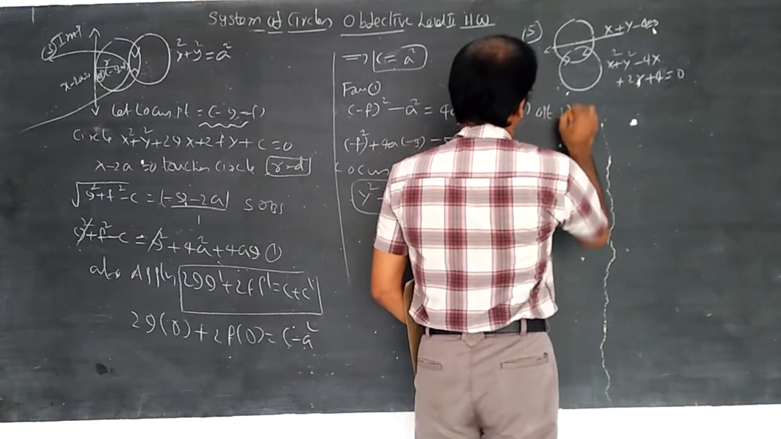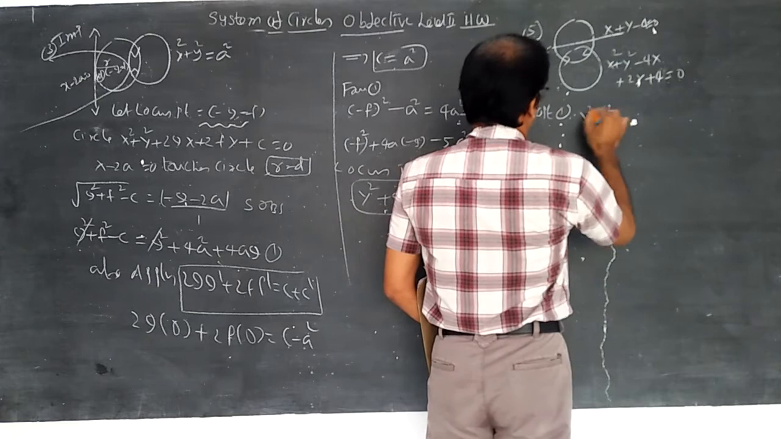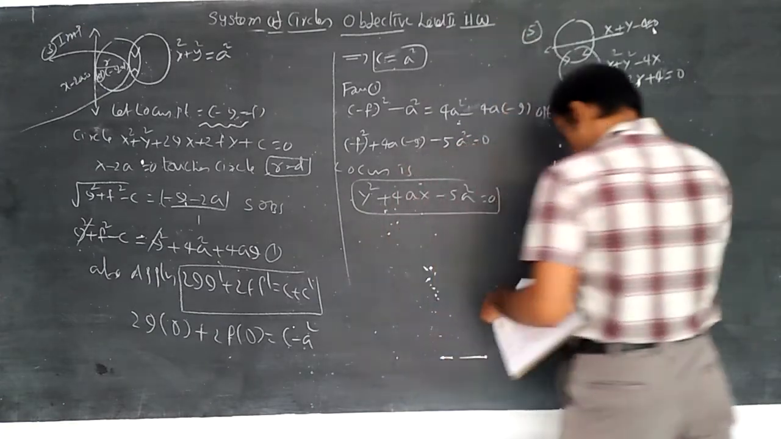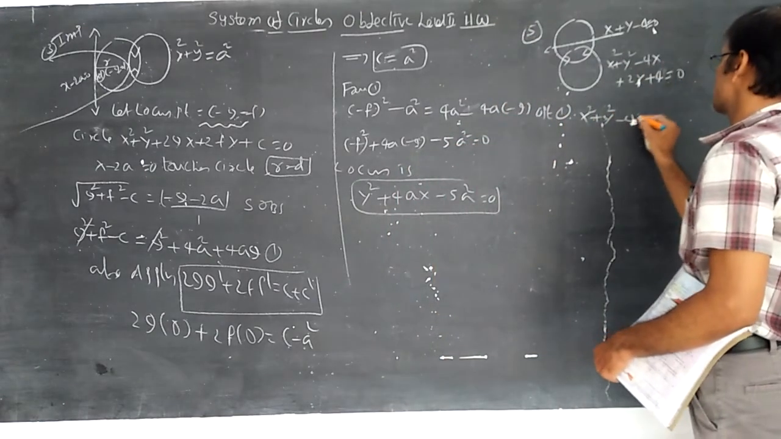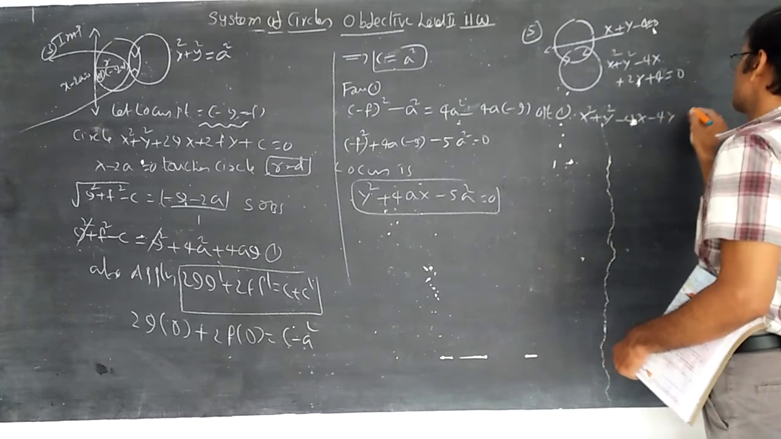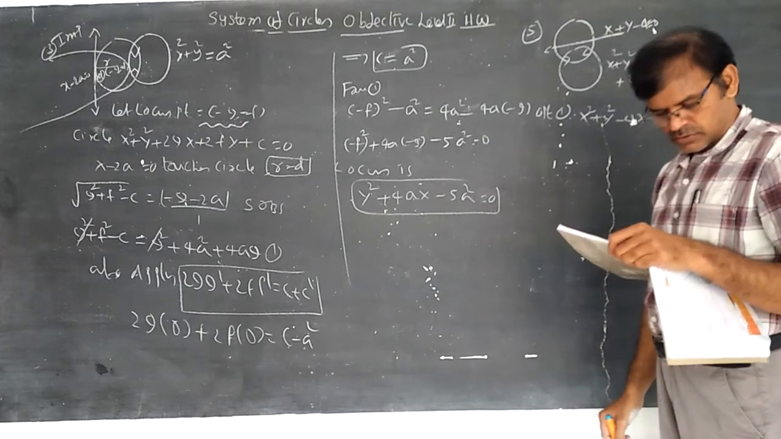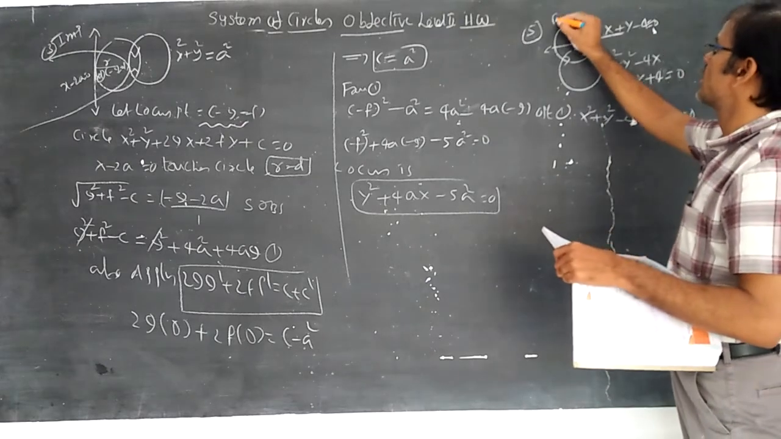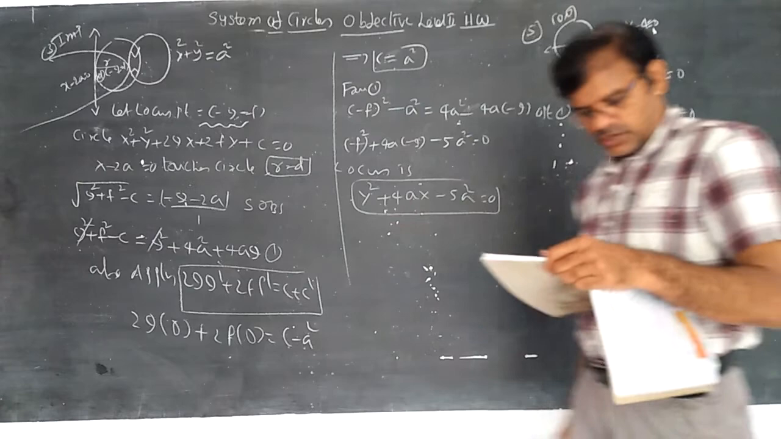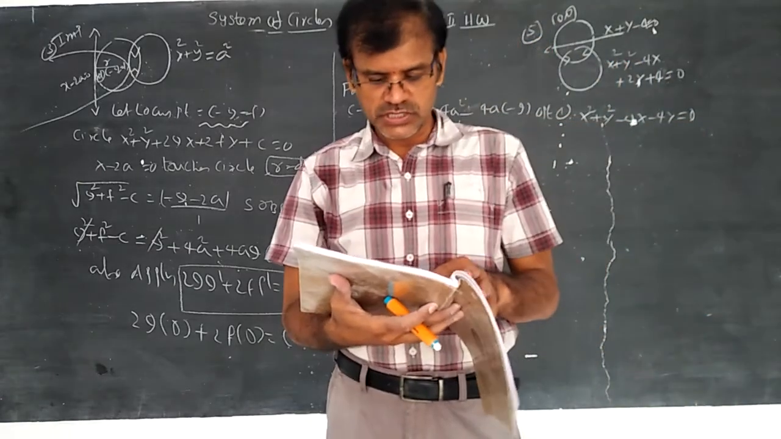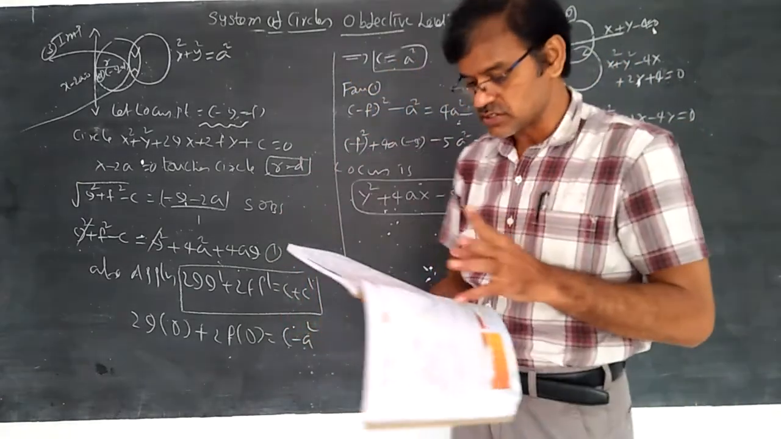Option 1, I am writing x square plus y square minus 4x minus 4y equal to 0. Another shortcut we can think of: since it is passing through the origin, the constant should not be there. But for all options the constant is not there.